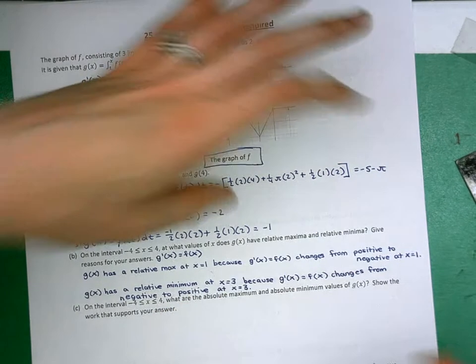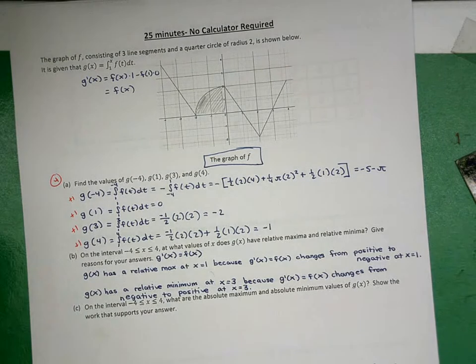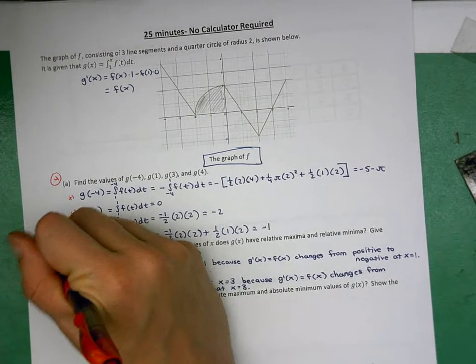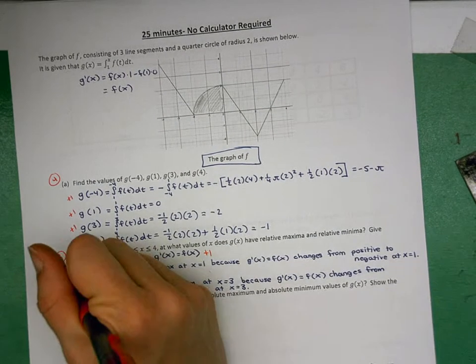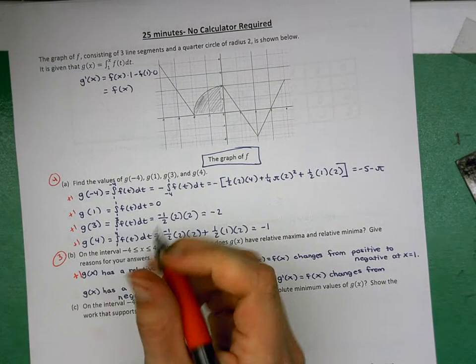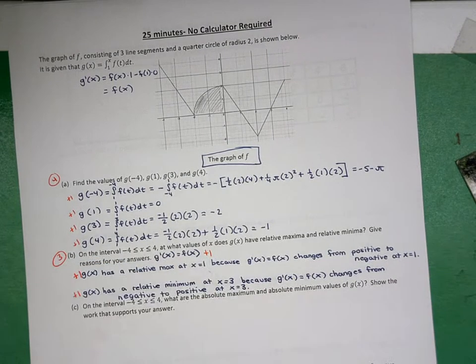Okay. This one is worth 2 points. Nope, 3 points. I'm sorry, 3 points. 1 was for identifying that g prime equals f. 1 was for your relative maximum with reason. And 1 was for your relative minimum with reason.